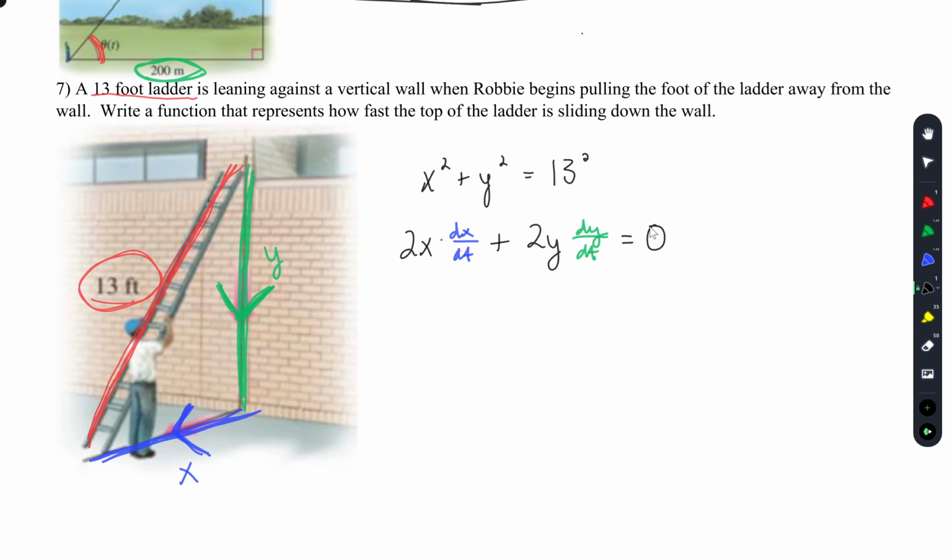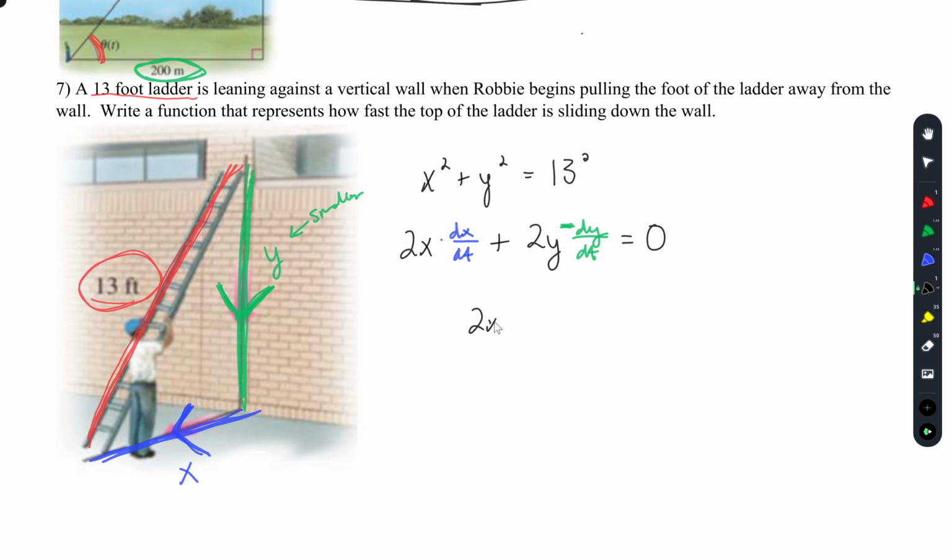Something's messed up. It's got to be a negative. Where? On the y. The reason is because this length is getting smaller, whereas on x is increasing. So that's going to be positive. So this rate of change is negative. Why do I even need to find? Write a function that represents how fast the top of the ladder is sliding down. So that's like what? Y, right? Okay, so then you just solve for that.